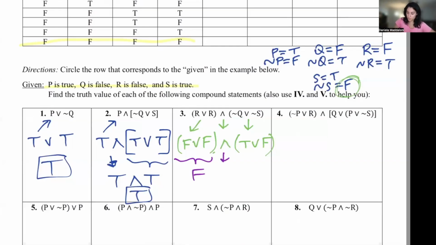Copy this down. Whoops, that's supposed to be and. The disjunction of a true or false is going to be true. So now we have a conjunction. Remember, for a conjunction, the only time it's true is if both of them are true. Therefore, our final truth value is a false statement.